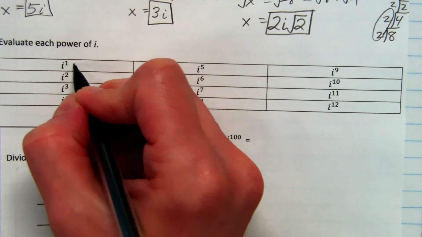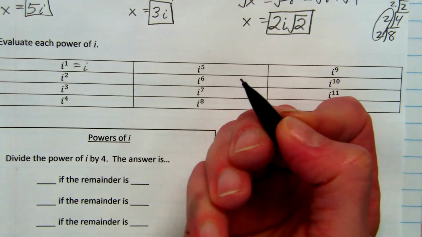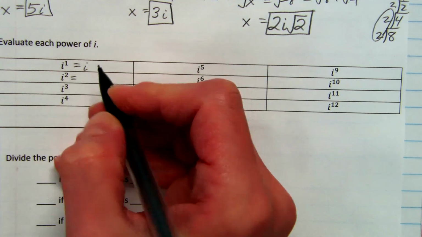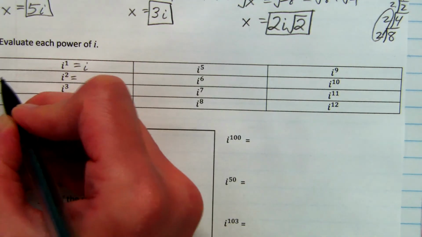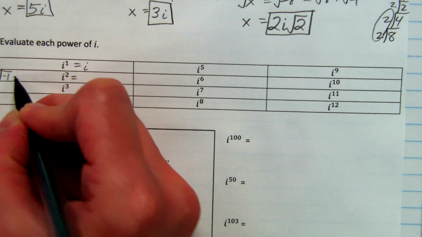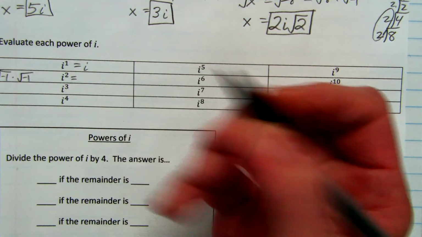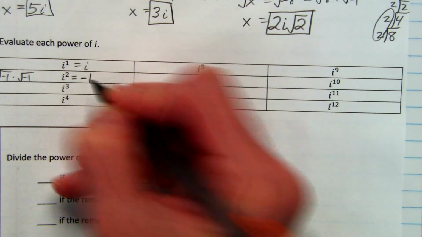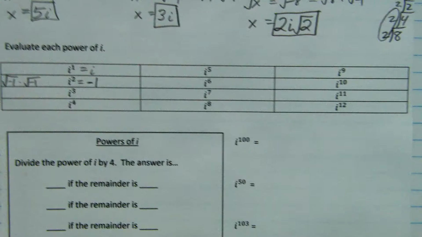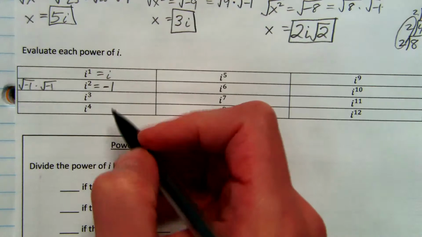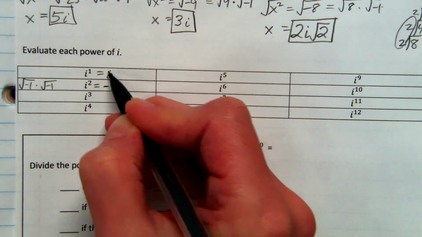So i to the first is just i. i to the second is i times i, so if you think about that, it's the square root of -1 times the square root of -1. We talked about that at the beginning. You're just going to get -1. So these two we already had.